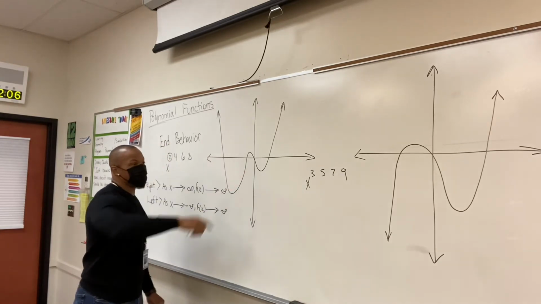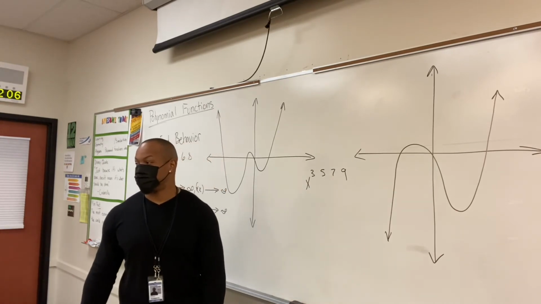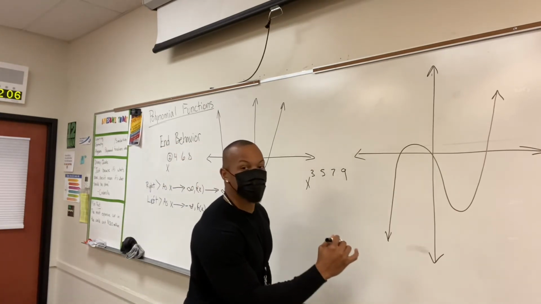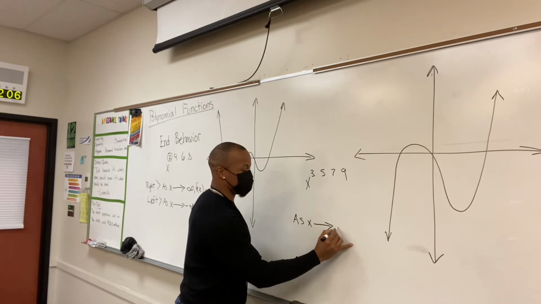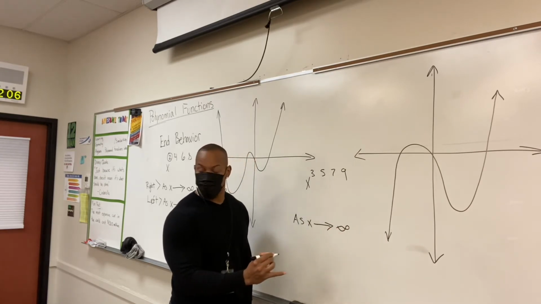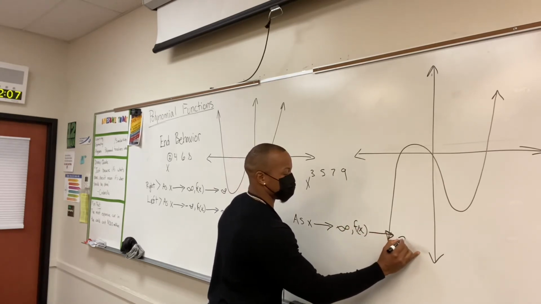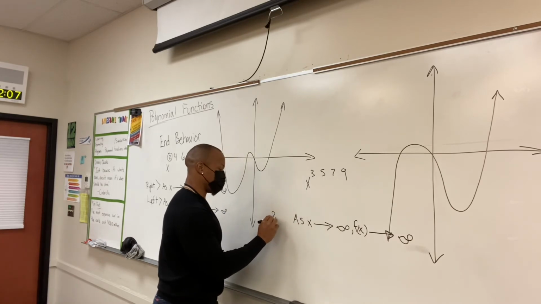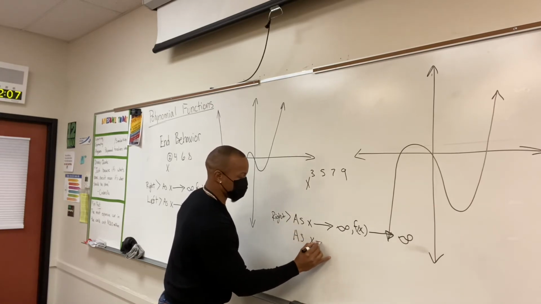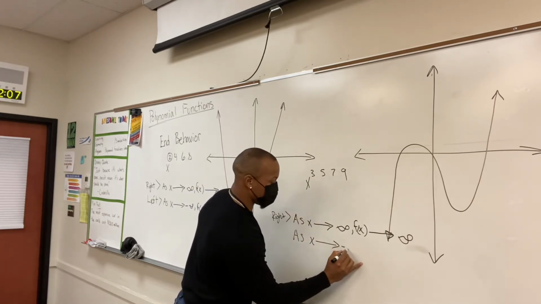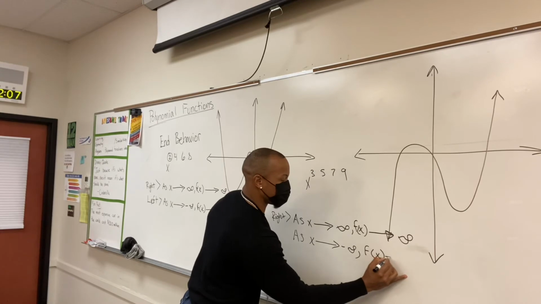Can you give me the end behavior for that graph? Start with what's going on the right first. As x approaches infinity, f of x approaches infinity. Okay, now tell me the left. As x approaches negative infinity, f of x also approaches negative infinity.